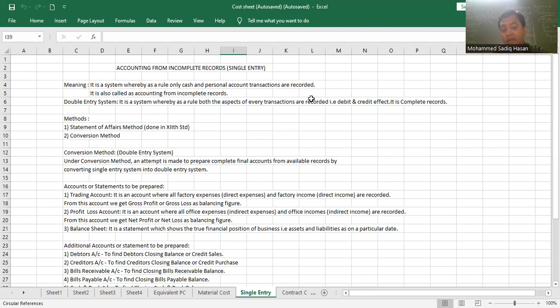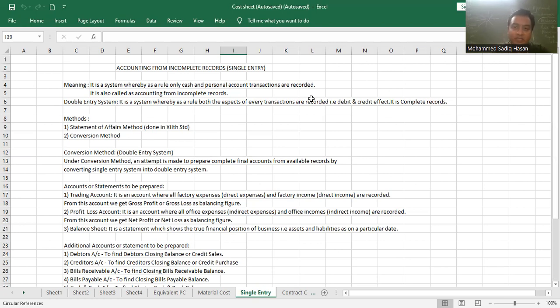Now, why is it incomplete? Because it is recording only a single aspect, that is either the debit but not the credit, or either the credit but not the debit, vice versa. It's not complete. For a transaction to be complete, we require both entities, that is debit as well as credit. So this system was a bit incomplete.